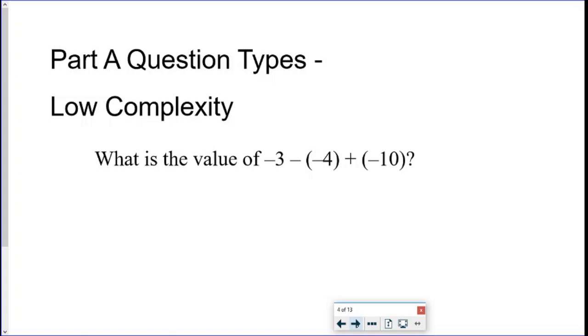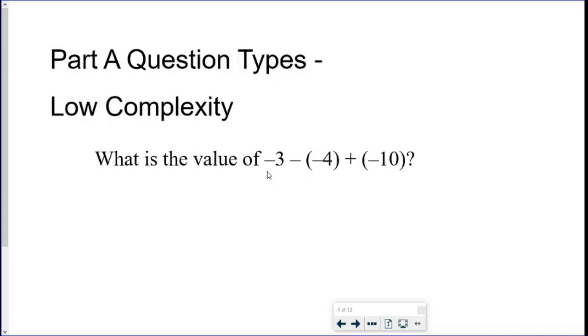So this first question here: what is the value of -3 minus a -4 plus a -10? Obviously, these are integers, and they're testing your ability to add or subtract them without the use of a calculator. A lot of people get these questions wrong because of the negative signs involved. Okay, it makes it a little confusing. Usually I recommend people drawing chips if they can't figure this out.